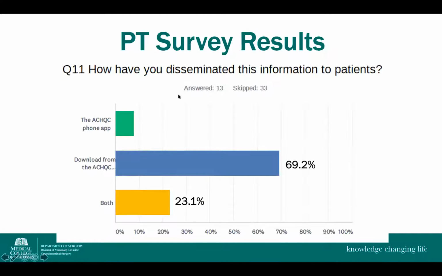So for those who do use the rehabilitation protocol, we asked, how have you disseminated it? The vast majority, almost 70%, have downloaded it from the website. A small percentage use the app alone, and about a quarter use both the website and the phone app. So again, access to the app, I think, can certainly be improved, but you can see a lot are downloading it from the website.